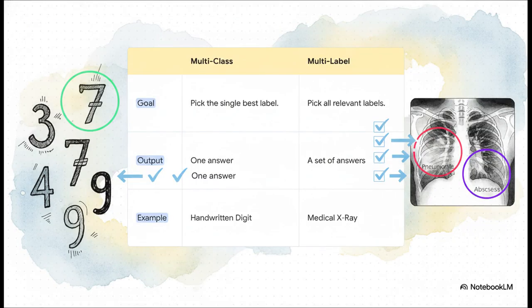For a multi-class problem like reading a handwritten digit, the goal is to pick the single best answer.